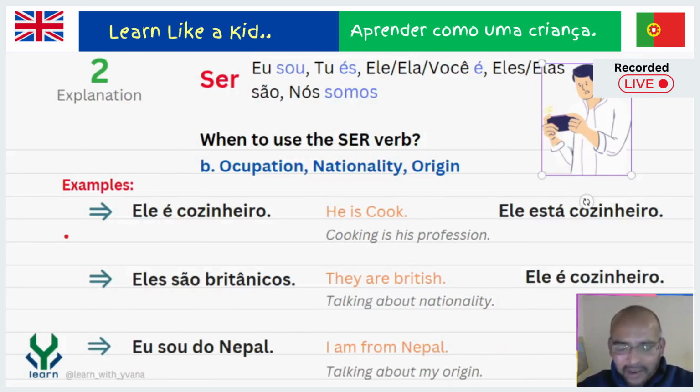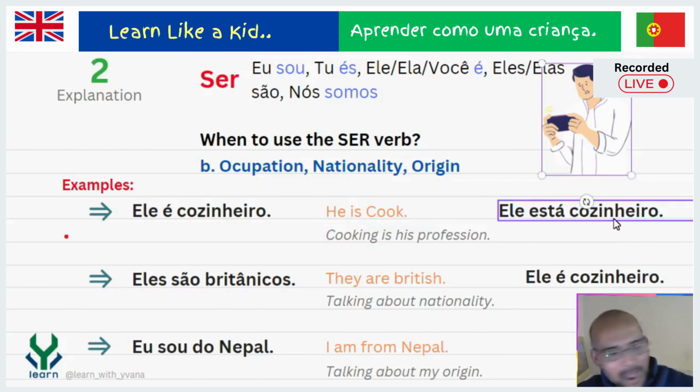You know that it's very easy to say that we use the SER verb in a permanent situation. We use the ESTAR verb for a temporary situation. You all know it. So you can say that I can use the SER verb for the profession, and when I am sick, I will use ESTAR. That's fine. We all know that, right? What I mean is, when can you say "él está cozinheiro" and when can you say "él é cozinheiro"?